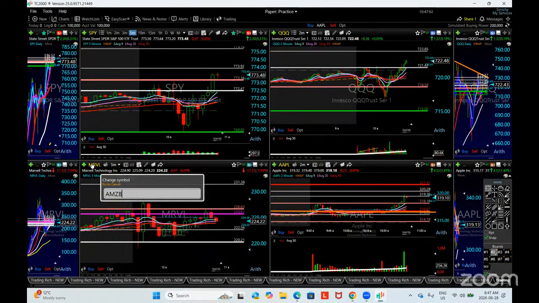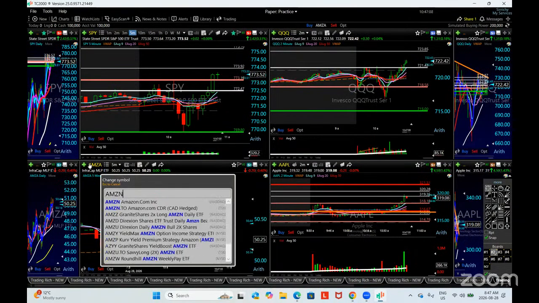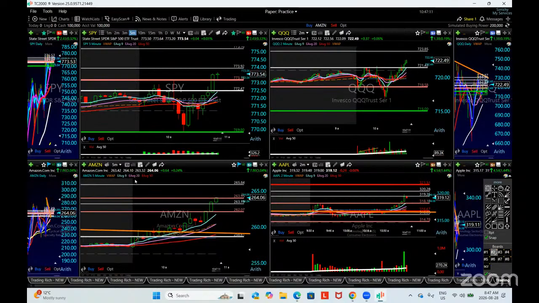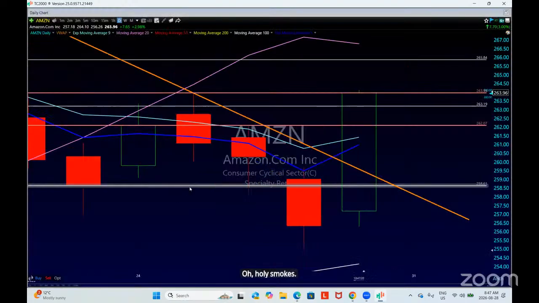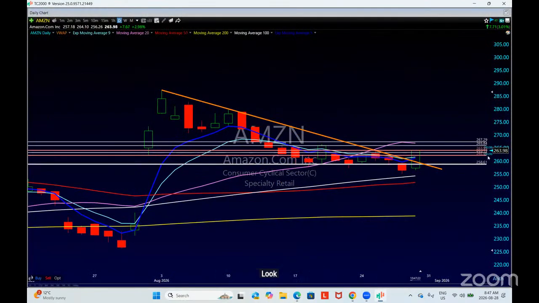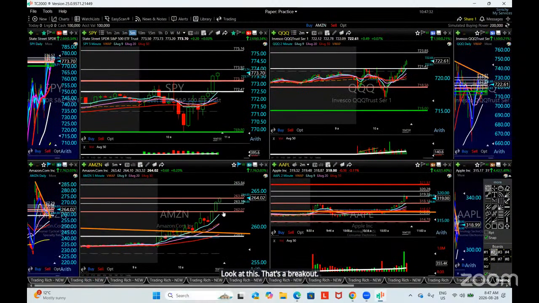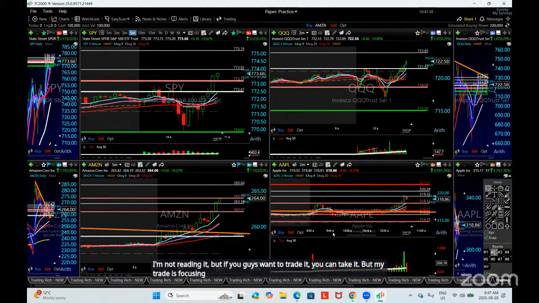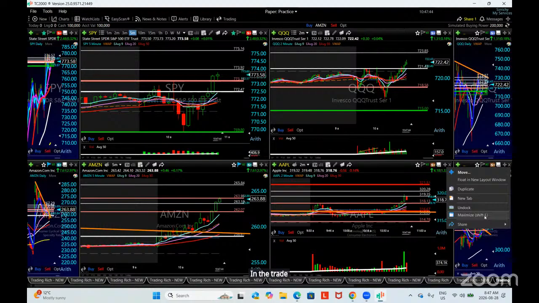Amazon. Oh, Amazon is ripping, guys. I had this alert here, this one. Look at this thing of beauty. Look at that. Absolutely incredible, guys. Look at this. That's a breakout. I'm not trading it, but if you guys want to trade it, you can take it. But my trade is focusing on SPY, and then I also have Apple too in the trade. So we'll see how that one works out.